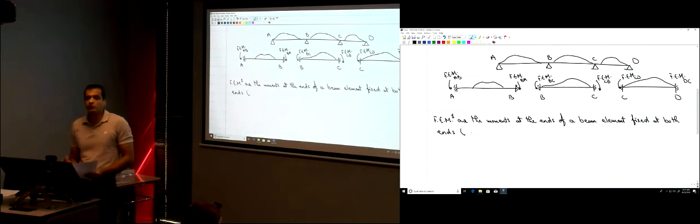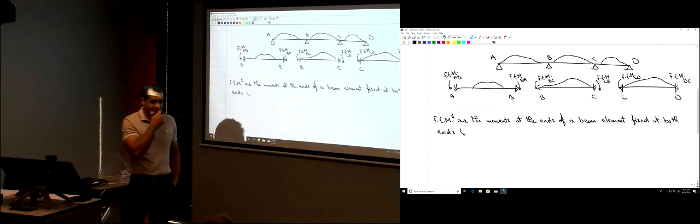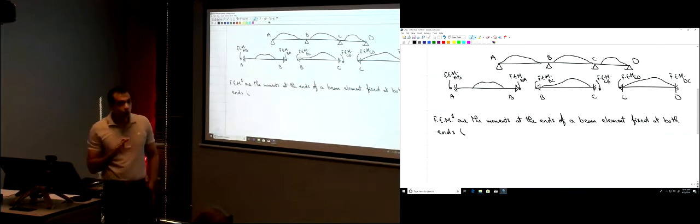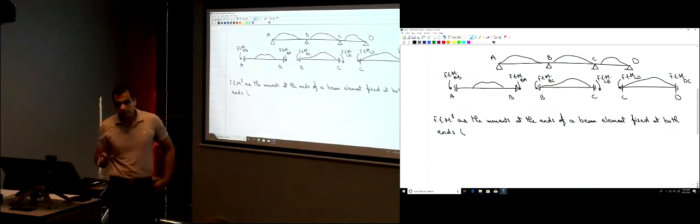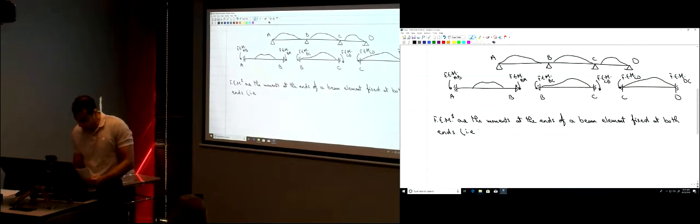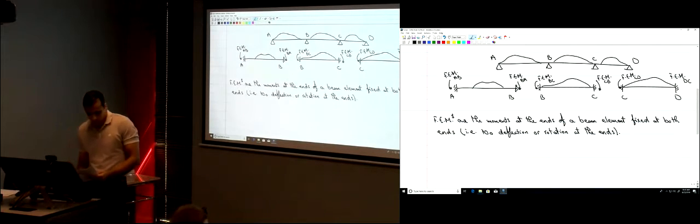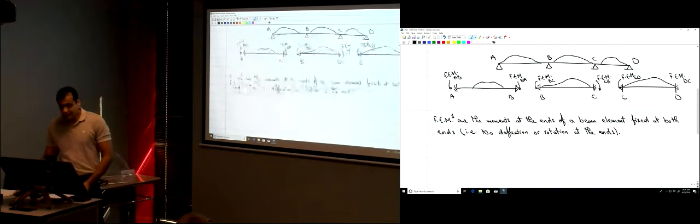What does fixed mean to you? A fixed support. What is a fixed support? It's a support where there is no rotation or deflection, right? So this is a very, very important thing here. I'm going to write it here. What do I mean by fixed end? Both ends are fixed. There are no deflections. No deflection or rotation at the ends. Okay? So let's see here.